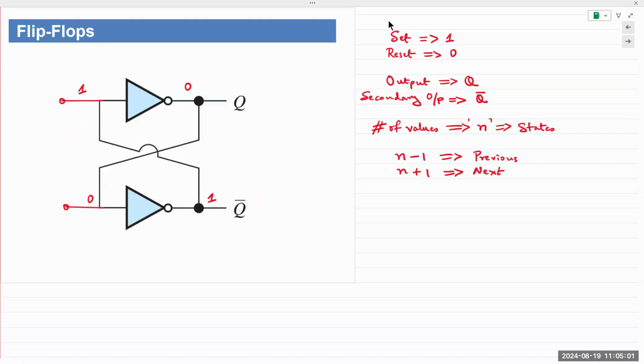Each flip-flop can store 1 bit of memory, meaning the output stays at that state as long as the input is present, and we call it as having 1 bit memory. It can store 1 bit of data. So you require one flip-flop to store 1 bit of data.